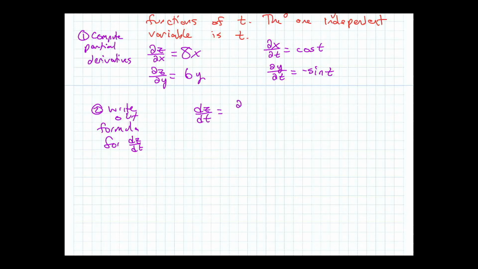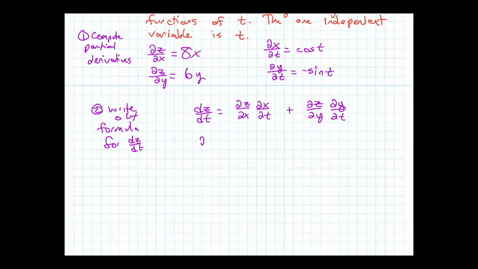It was partial z with respect to x, partial x with respect to t. Again, the way you get that right is by remembering that it looks like those dx's can cancel and leave you with dz dt. Plus partial of z with respect to y, partial of y with respect to t. And then you just fill in your stuff.